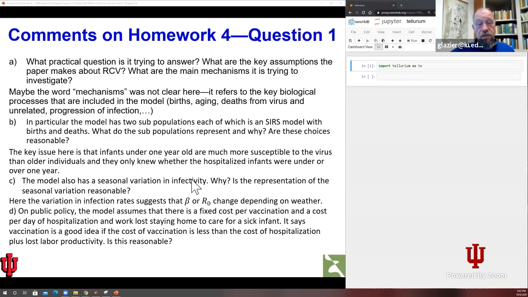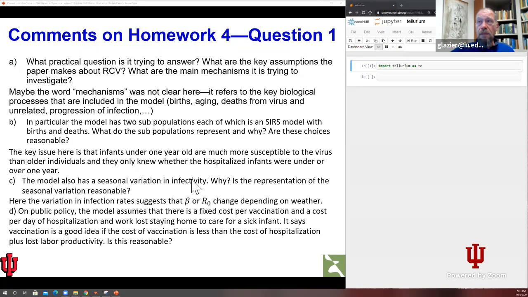They go on to infect other individuals. It had a birth process for new births. It had an aging process where people who were initially in the 0 to 1 year group moved into the 1 year and older group. It had death processes where people could die from the virus or otherwise. And it also had the idea that you could be immune to the virus for some amount of time, but you could potentially stop being immune to it. And so those were, when I was talking about mechanisms, what I meant.